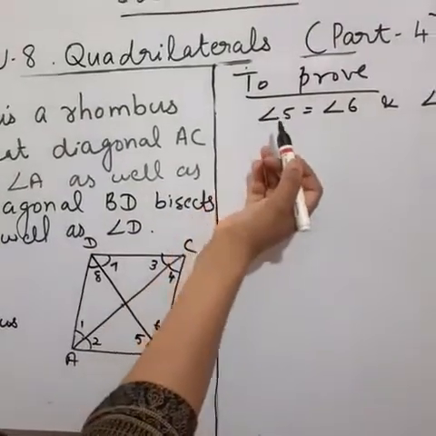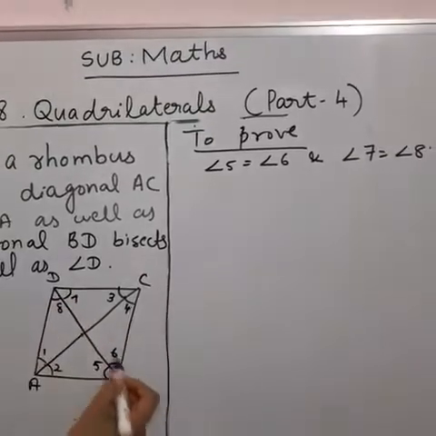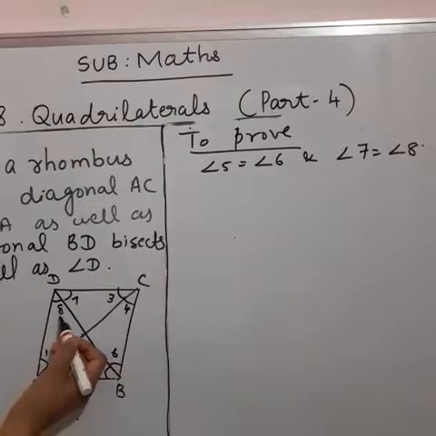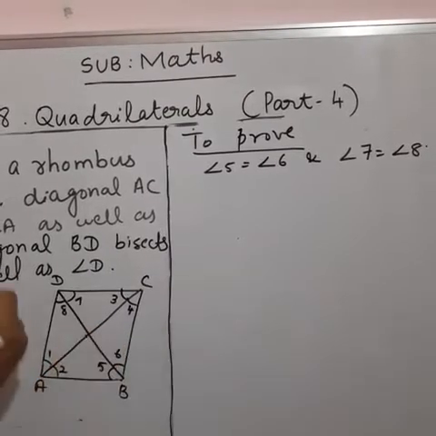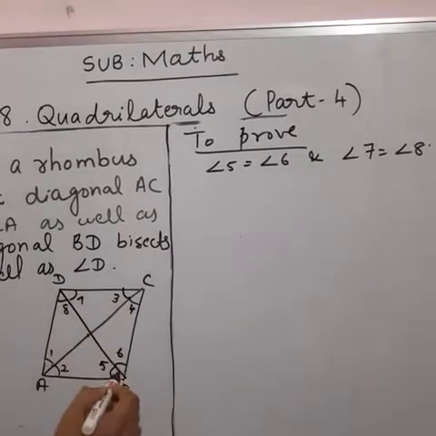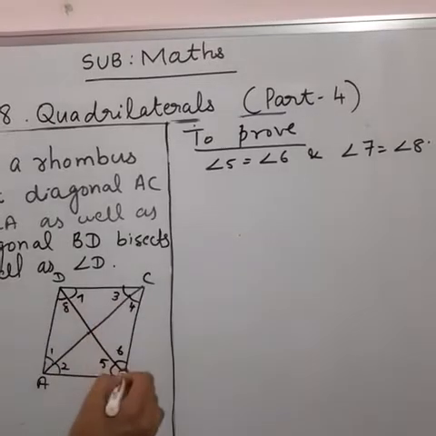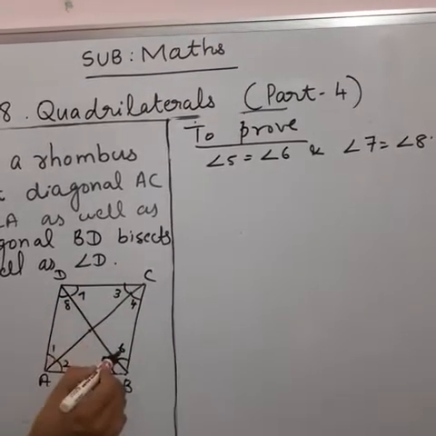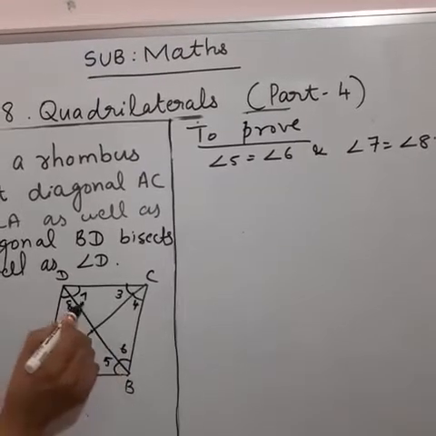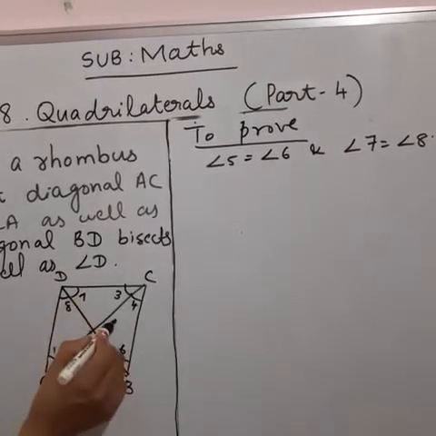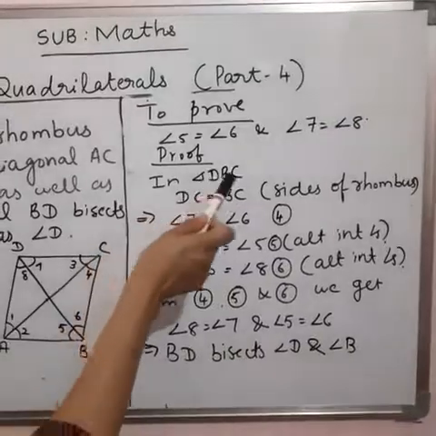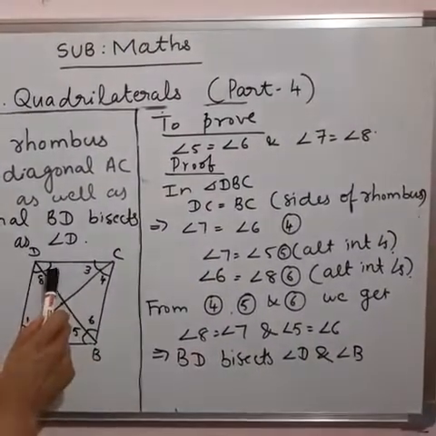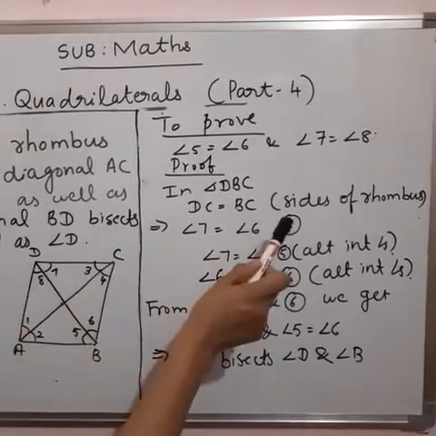In the second step, we had to prove BD bisects angle B and angle D. That is, you have to prove angle 5 is equal to angle 6 and angle 8 is equal to angle 7. Now, in triangle DBC, DC is equal to BC. Sides of rhombus are equal. So, angle 7 is equal to angle 6, since angles opposite to equal sides are equal. So, in triangle DBC, DC is equal to BC. Therefore, angle 6 is equal to angle 7.